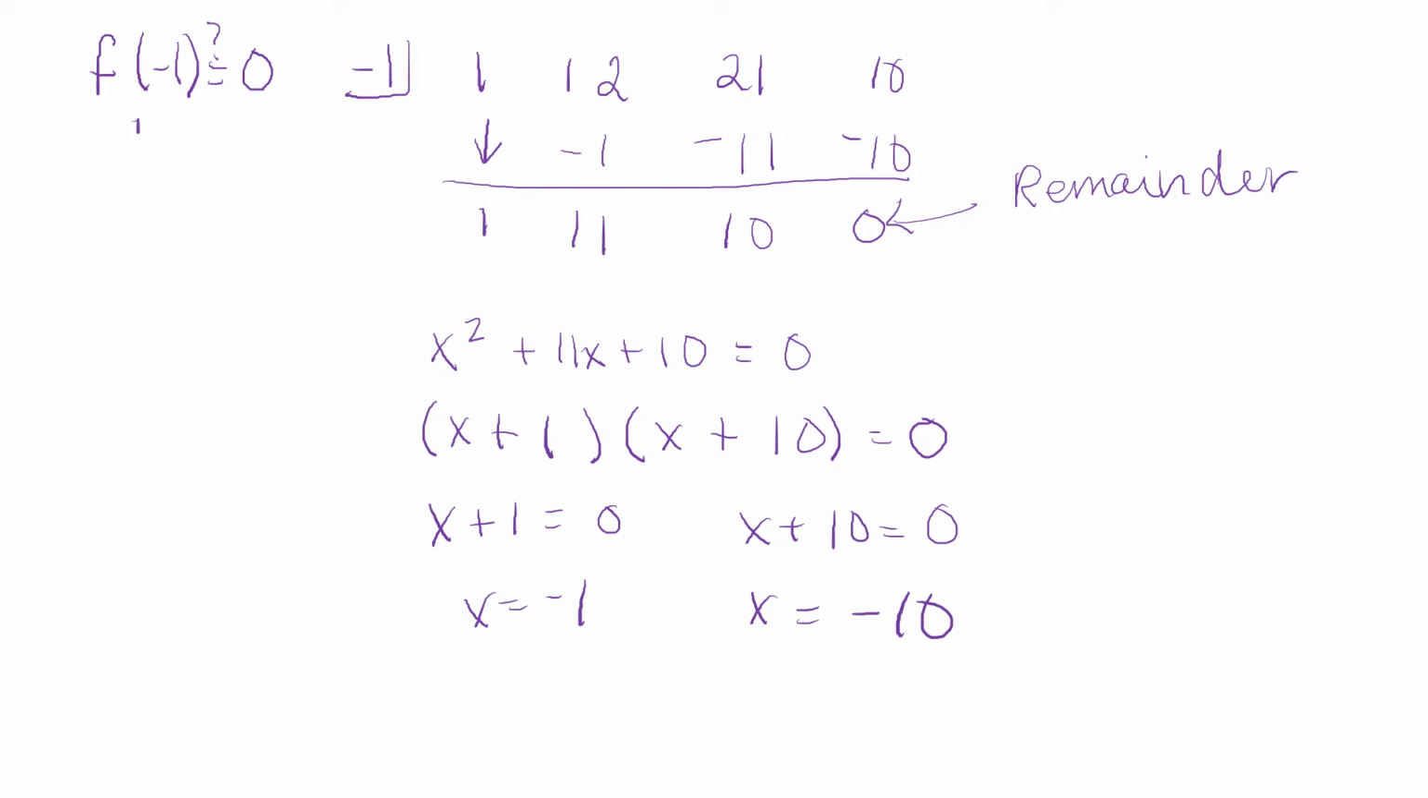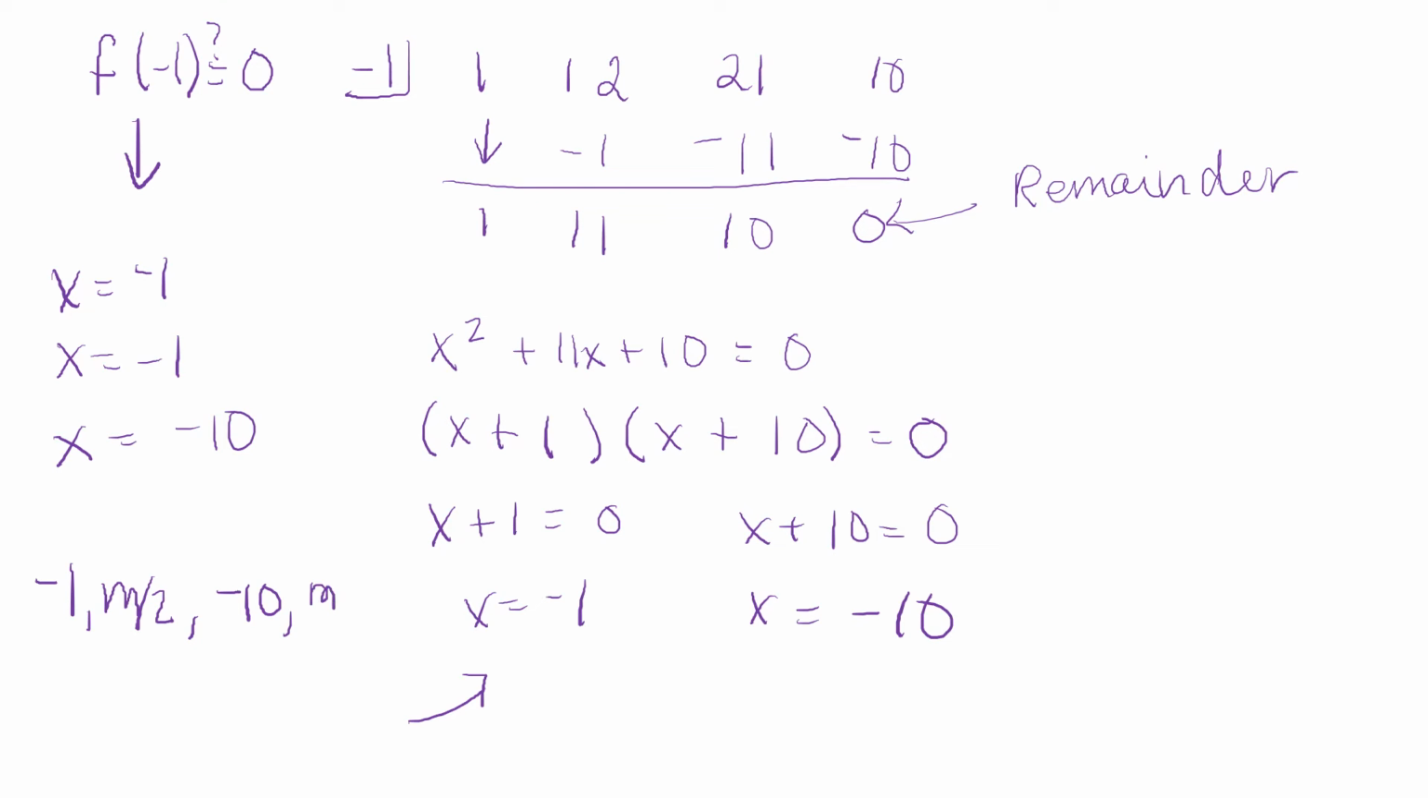So I know that x is equal to negative 1 from here, and from the answers here, I know that x is equal to negative 1 and x is equal to negative 10. So I would say that x is equal to negative 1 with a multiplicity of 2 and equal to negative 10 with a multiplicity of 1.